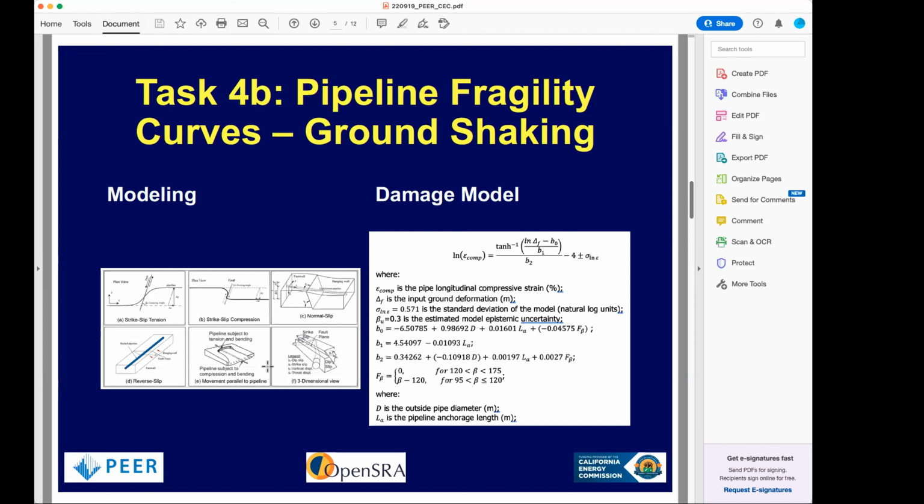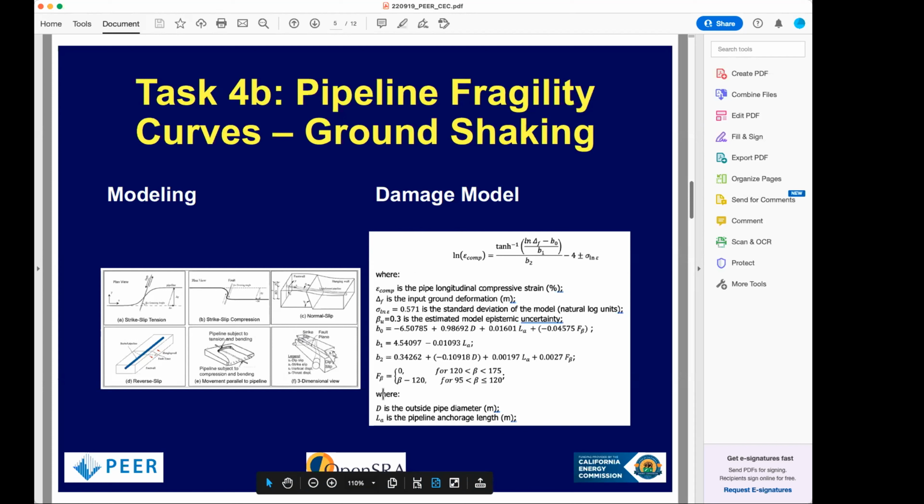We have landsliding capabilities as well as lateral spreads. They've been doing modeling of all of these different cases. And then for each of those, they come up with what we're calling a damage model. So this gets you from the parameters associated with the geohazard, like I have a landslide, it's this wide, there's this much movement. And then you input a little bit of information about your pipeline. This is for the strike slip compression case.